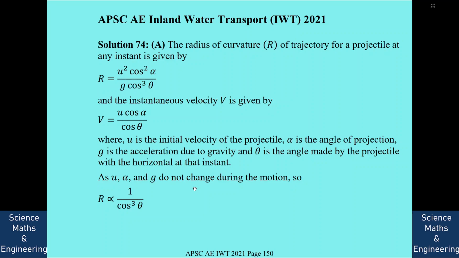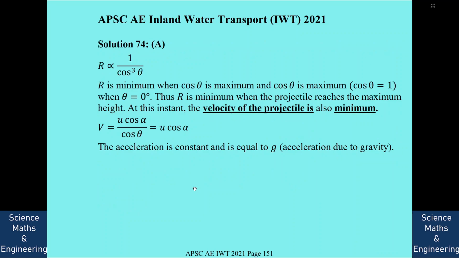Okay, now as our u, alpha and g do not change with the motion, our radius of curvature r would be directly proportional to 1 by cos cube theta. Okay, so r is minimum when cos theta is maximum. Now cos theta is maximum when cos theta is equal to 1.